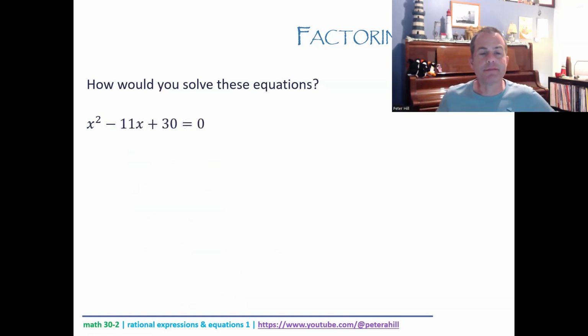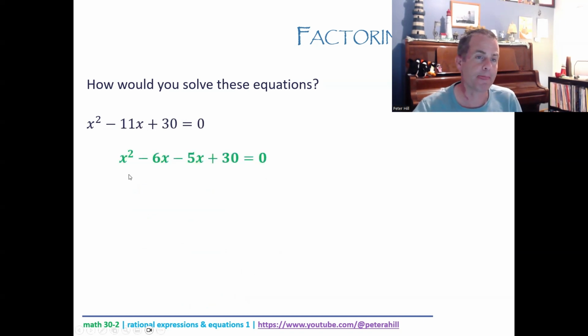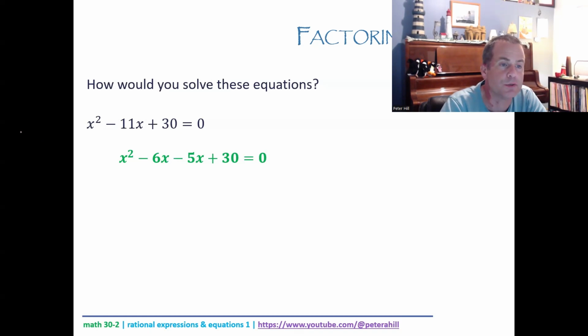x squared minus 11x plus 30, looking for the solution. It equals 0. So essentially, we're trying to find the x value that will make this equal 0, right? So looking for two numbers that multiply together to give me 30 and add together to give me negative 11, that would be negative 5 and negative 6. So I'm going to decompose my negative 11 into negative 6x and negative 5x. I'm going to factor the front two and factor the back two.